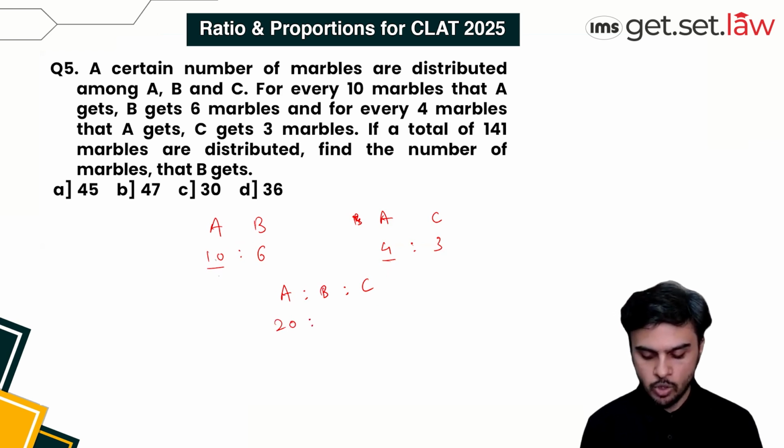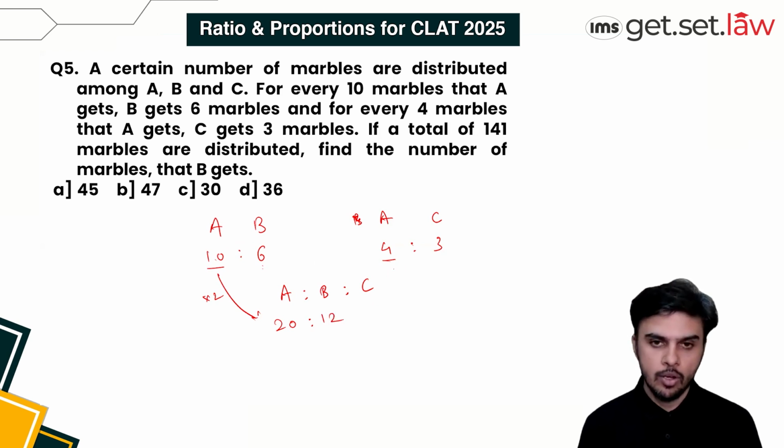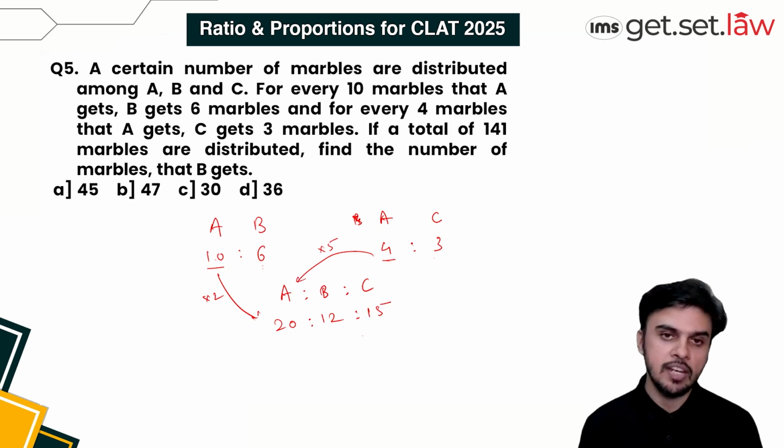So 10 becomes 20. If 10 becomes 20, it means this has to be multiplied by 2. So 6 will also be multiplied by 2. 6 into 2 becomes 12. 4 to 20 means multiplied by 5. So 3 will also be multiplied by 5. So 3 into 5 becomes 15.